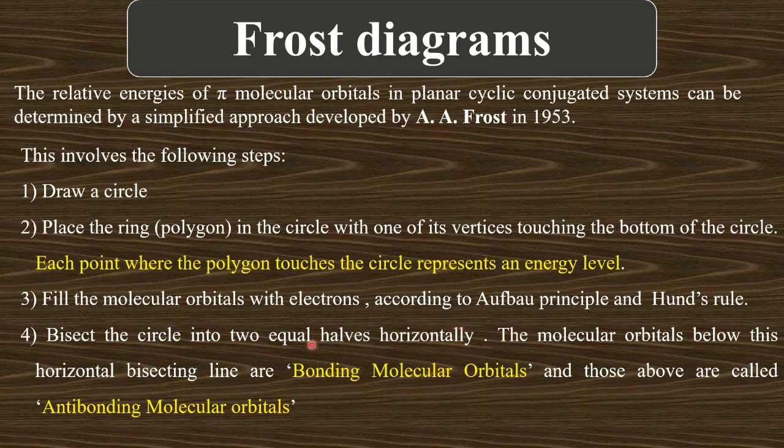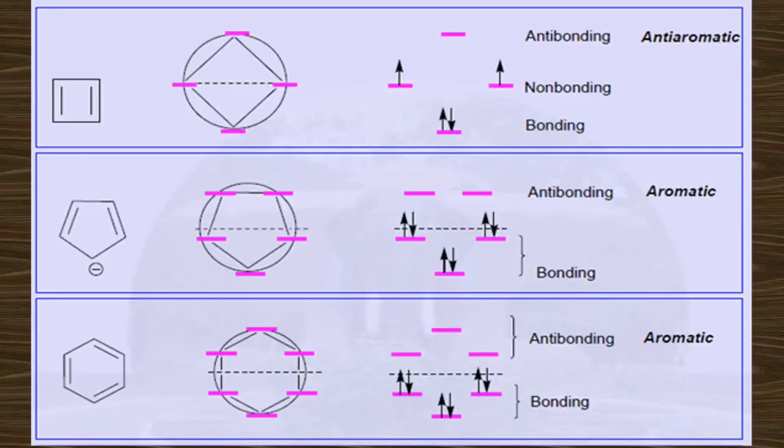And now bisect the circle into two equal halves horizontally. All the molecular orbitals which are lying below this horizontal bisecting line are called bonding molecular orbitals, and those pi molecular orbitals which are above this horizontal line are called anti-bonding molecular orbitals. Now let us try to apply the procedure proposed by Frost for various systems.